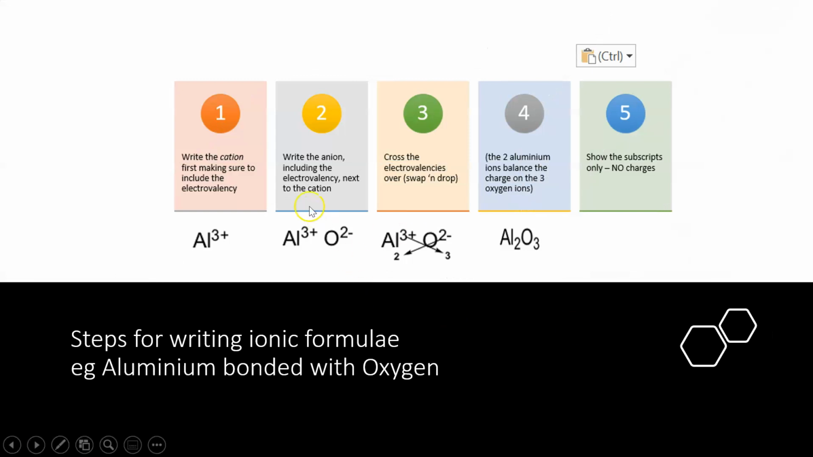Alright, so the swappy bit. So we've written our compound down with the charges. Now we need to balance it, because at the moment we can't have a 3 plus and a 2 plus. So what we need to do is say, okay, if we have 3 oxygen and 2 aluminium, that charge will be balanced. That's why we do the swap. We've been doing lots of that in class.